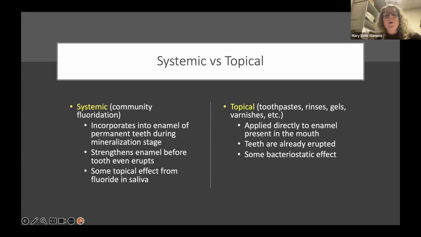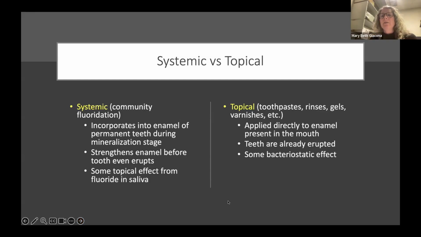So what that fluoride does once it's ingested is it actually incorporates into the enamel of the permanent teeth that are still forming, while they're still mineralizing in the tooth follicles in the jaw bones. And so it's strengthening that enamel before the tooth even arrives in the mouth. And again, there is some topical effect from the fluoride that's present in saliva, or the fluoride that gets incorporated into the dental pellicle, which is like the coating that we all have on our teeth.